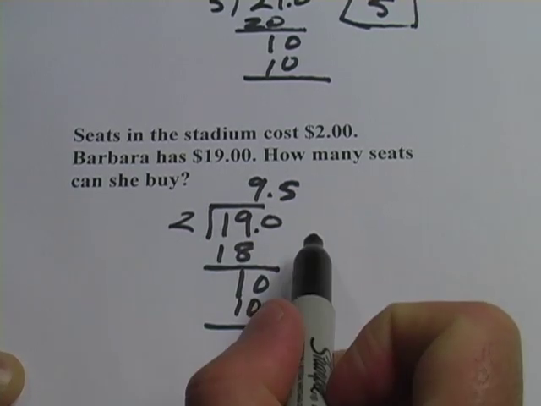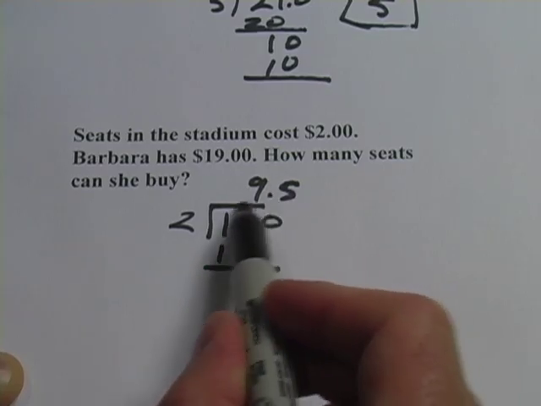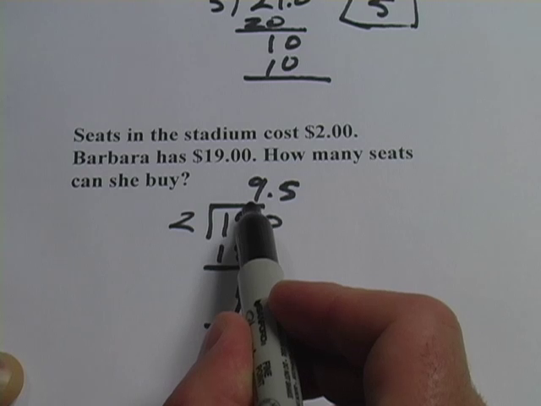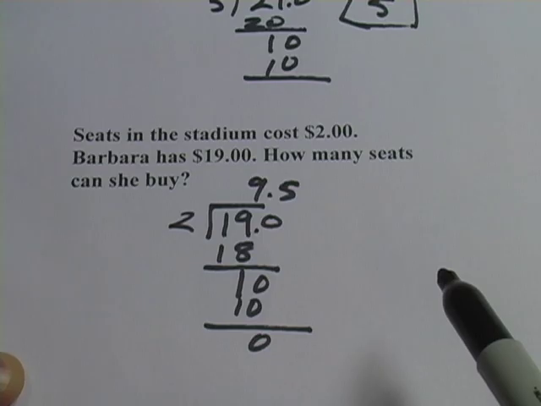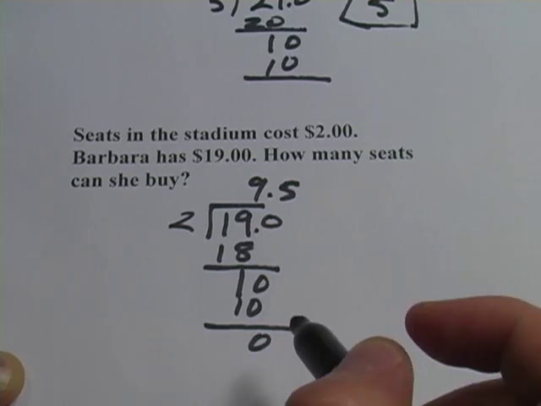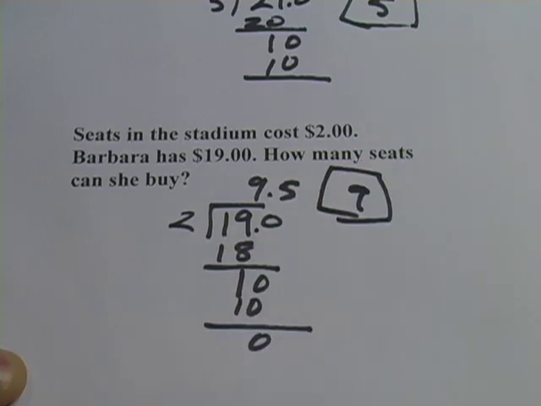I hope you said wrong. You can't buy half a seat. So in this case, she only has enough money to buy 9 seats. And if she bought 9 seats at $2, she'd have spent $18. She'd have $1 left over. Maybe she can buy some popcorn or something. So the answer here is going to be 9 seats. So those are some word problems that use division.